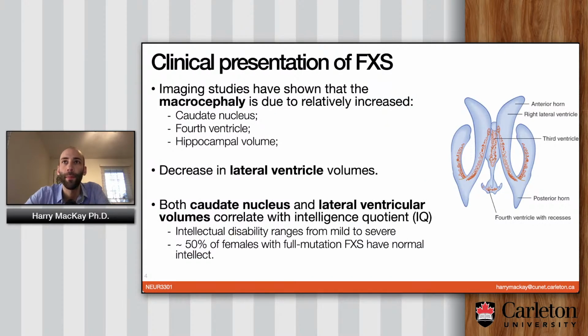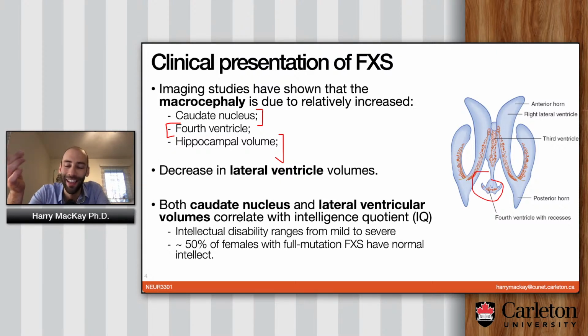Now, in the brain, one of the aspects of the physical phenotype is macrocephaly, which means a large head or large brain. This is not because the brain is physically filled with more neurons, but in part it is. Some parts of the brain are enlarged. The caudate nucleus, part of the striatum, is enlarged. The fourth ventricle is enlarged. That's the ventricle located between the cerebellum and the pons. And the hippocampus is also larger. So certain parts of the brain actually are bigger, although bigger is not always better.